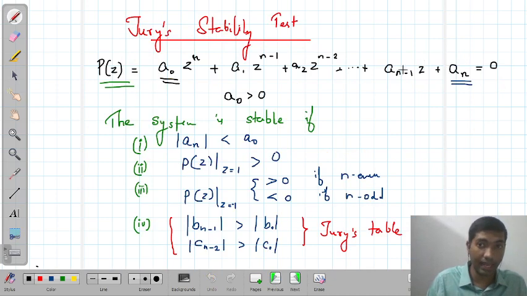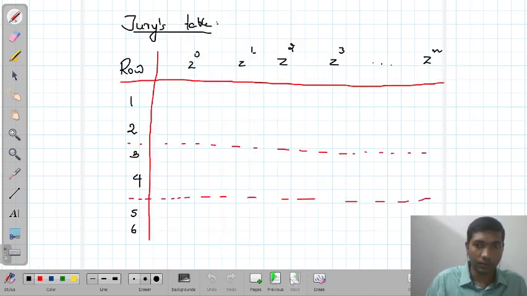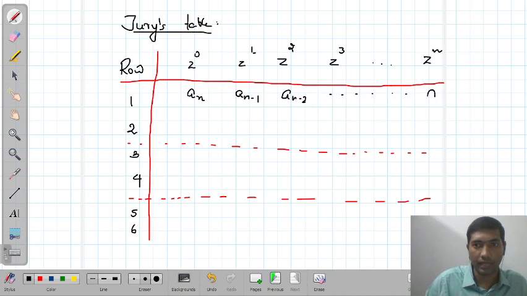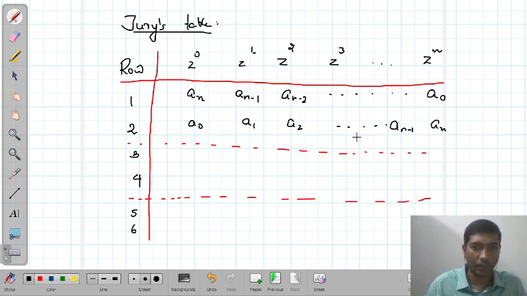Coefficient of z raised to 1 is an minus 1. Here you have an, this is an minus 1, next is an minus 2, and so on. And this goes up to the coefficient of z raised to n, which is a0. So this forms the first row. The second row is just the reverse direction. So it is a0, a1, a2, etc., the second last element being an minus 1, the last element being an. So this is the first and second row.